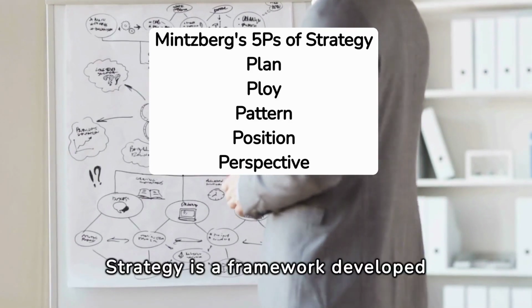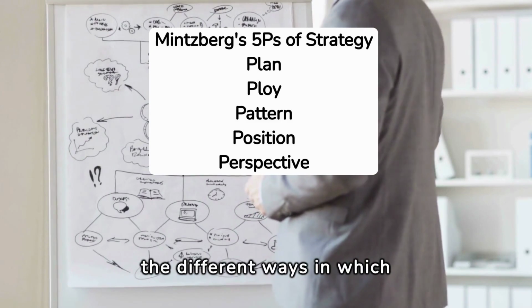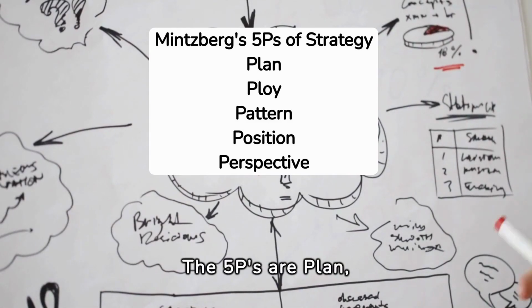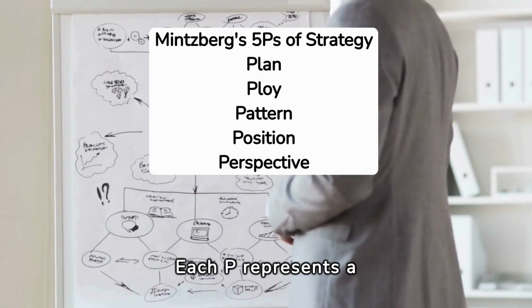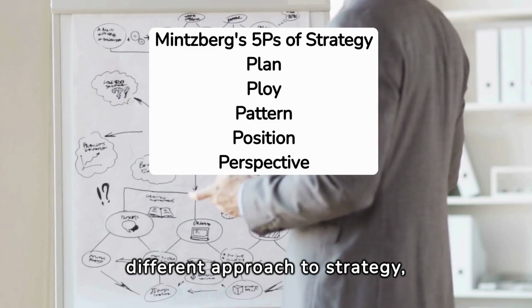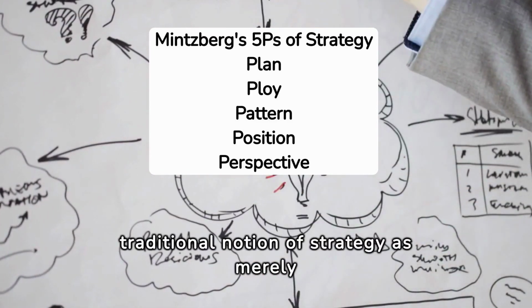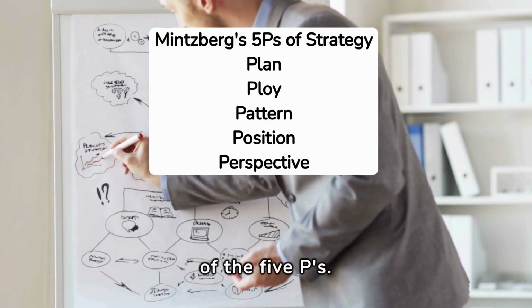Mintzberg's 5 Ps of strategy is a framework developed by Henry Mintzberg to describe the different ways in which organizations think about and implement strategy. The 5 Ps are plan, ploy, pattern, position, and perspective. Each P represents a different approach to strategy, offering a comprehensive view that goes beyond the traditional notion of strategy as merely a plan. Here's a brief explanation of each of the 5 Ps.